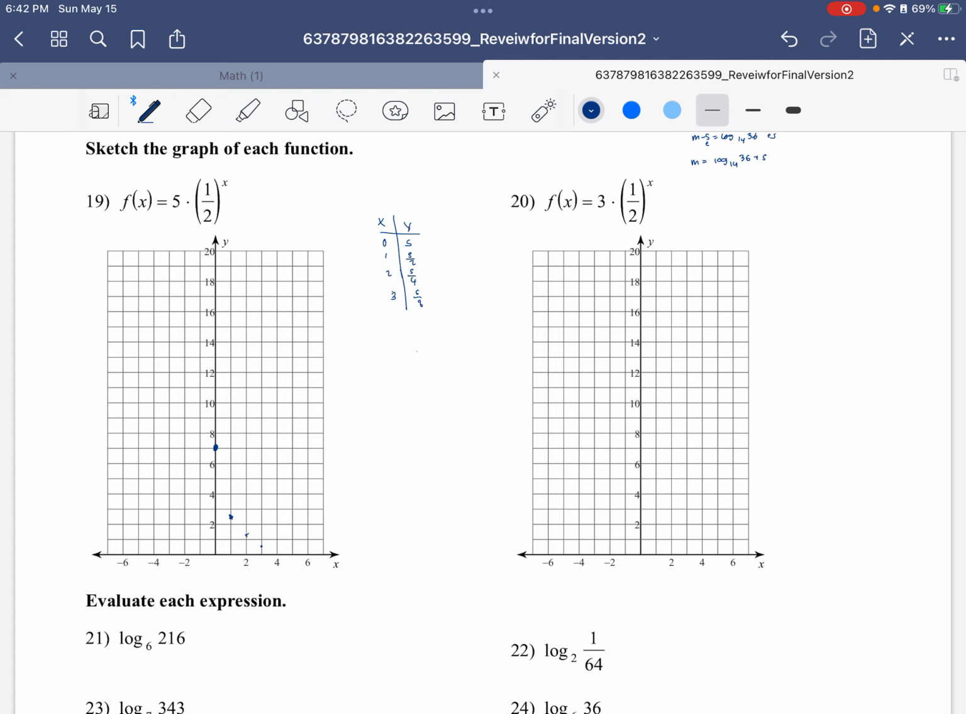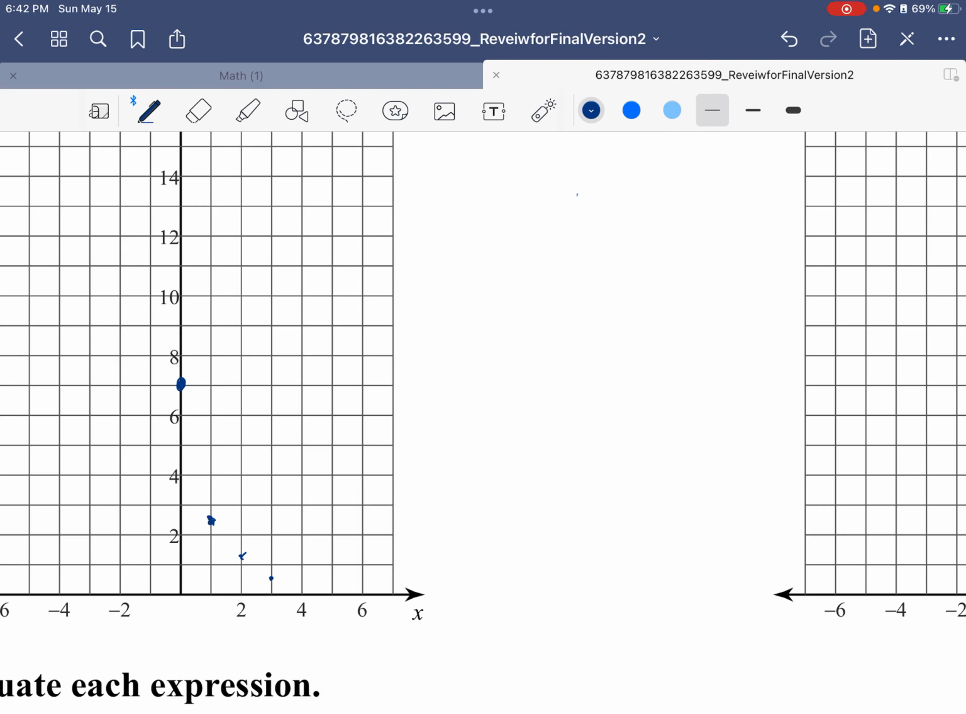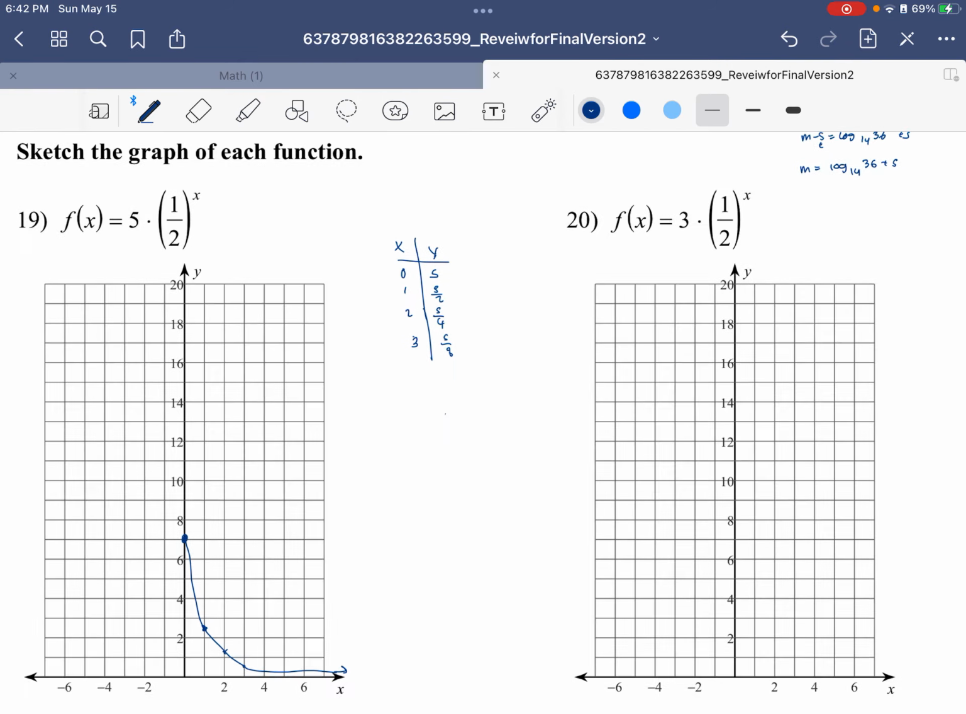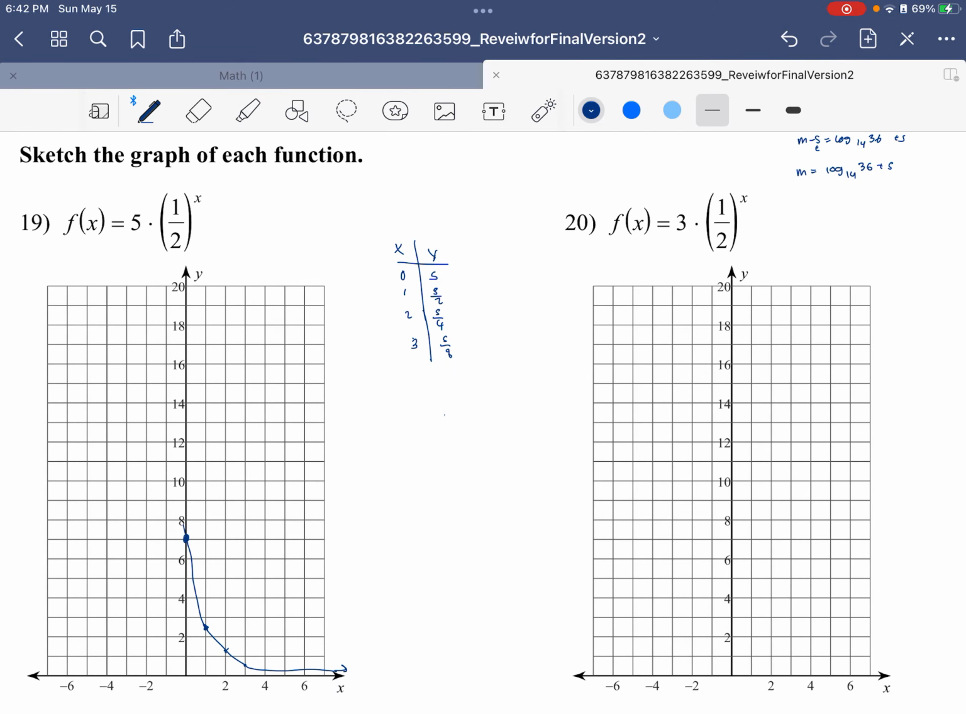And then you're just going to follow these points, and there is no x-intercept that we know of, so it's just going to continue this way. And since it's exponential, it's going to increase at this exponential rate and look something like that.